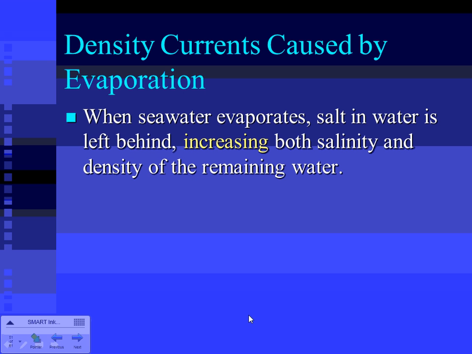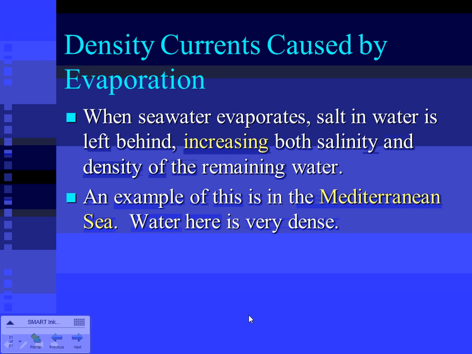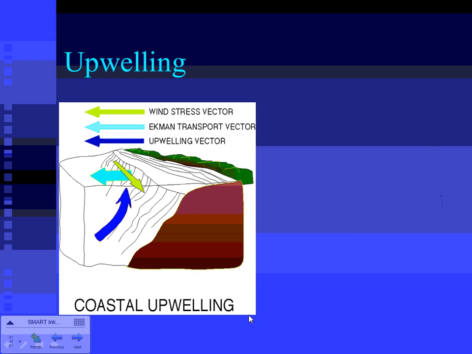And then density currents that are caused by evaporation. When seawater evaporates, salt in the water is left behind, increasing both the salinity and therefore the density of the remaining water. Because when the water gets evaporated, the salt is staying. An example of this is in the Mediterranean Sea. Water there is very dense because it's hot around the Mediterranean, so the fresh water is getting evaporated back up into the water cycle. The salt stays behind, making the water more dense. We talked about this again when we did the density lab with the water, where we colored the water at the beginning of the unit.